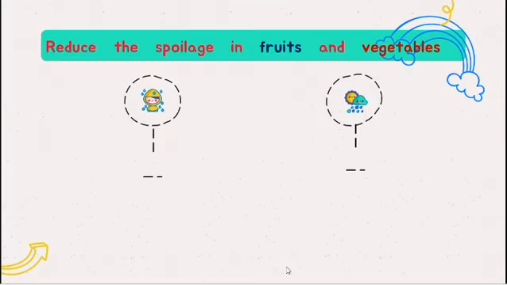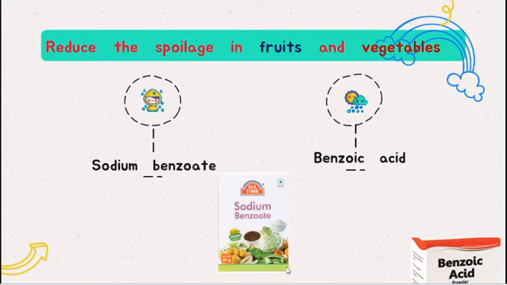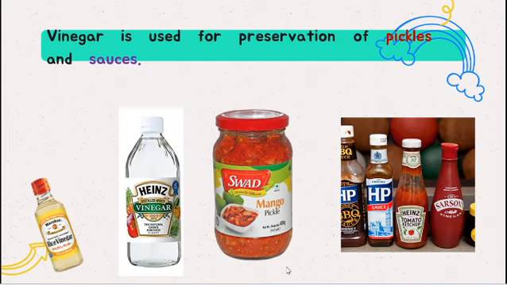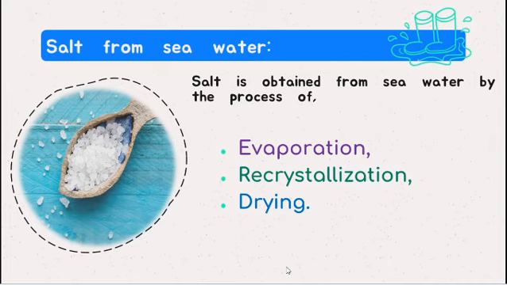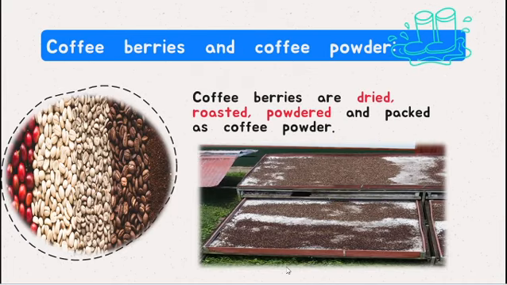Like that, in fruits and vegetables we use sodium benzoate and benzoic acid to reduce the spoilage, and in sauces and pickles we use vinegar, that is acetic acid. And these are all things prepared from various chemical processes. Like sugar from sugarcane is obtained by the processes called filtration, evaporation, drying and crystallization. And then salt from seawater is obtained by the processes of evaporation, recrystallization and drying. Then coffee powder from coffee berries is obtained by processes like drying, roasting, powdering and packing in an airtight container.